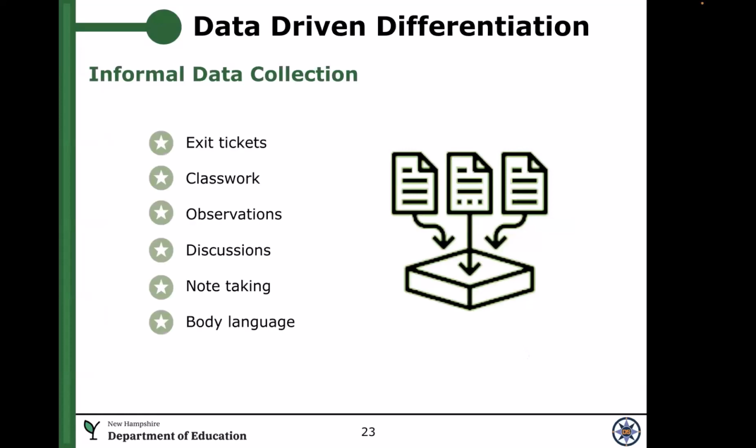So we're just going to talk a little bit about what this informal data collection is. We're talking about our exit tickets and classwork that students are doing. Our observations of students, the work that they're doing, the conversations that they're having with each other. We think about the discussions, the whole group discussions, with a partner or a group, or a conference with a student. And also through note taking, we can tell a lot about how students are doing, if you have note taking in your classroom, however you set that up. And then body language is a big one.